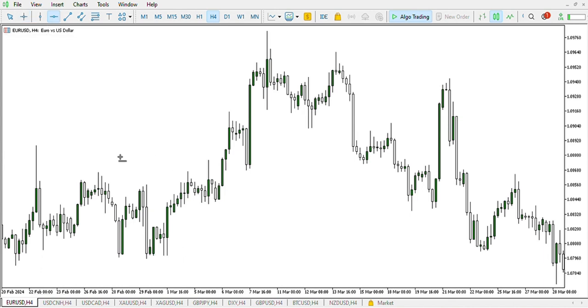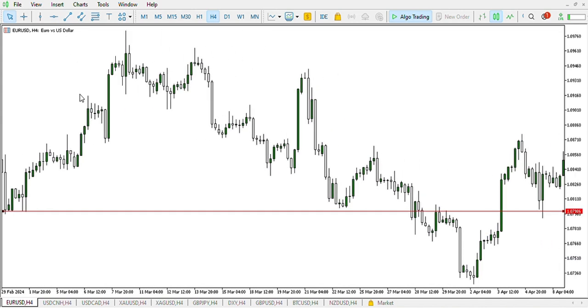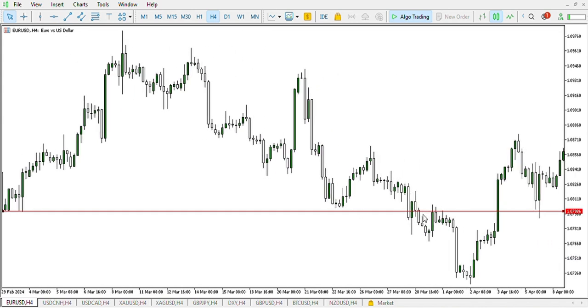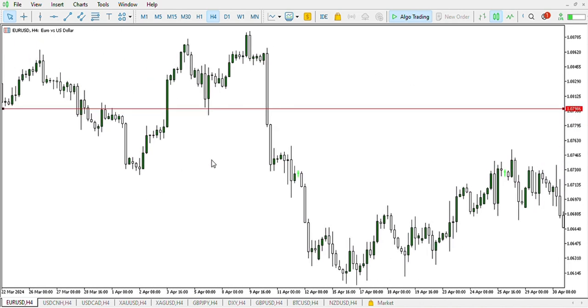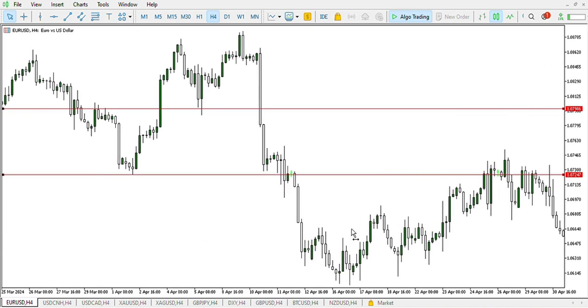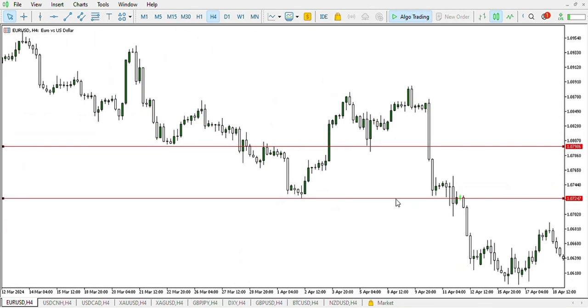And after that, you can see that price contracts and price breaks this lowest point before it contracts, and this is another lower low. So now we can confirm this as a bearish market structure. Likewise, if it is a bullish market structure, to confirm it, you have to see two higher highs.